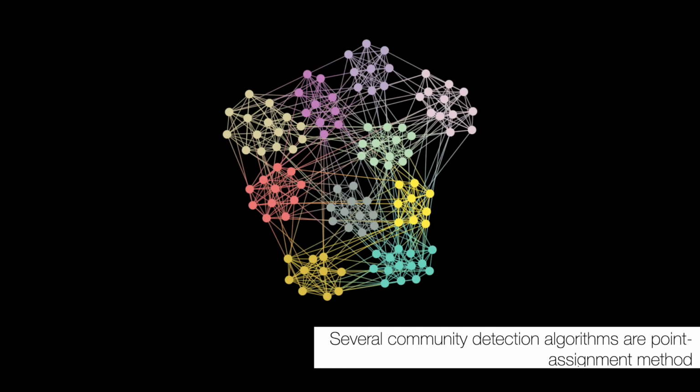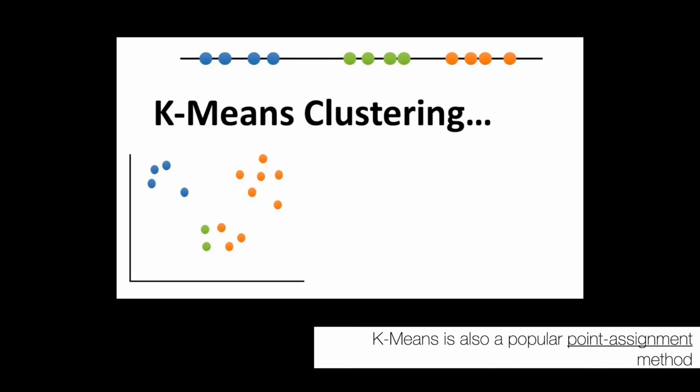Alternatively, there's the point assignment method. A number of different community detection algorithms work this way, where you start off with a number of different clusters, and you add points to the cluster that they're closest to, or can do this sort of point assignment. The most popular sort of point assignment method that we'll talk about is k-means. We'll talk about that next time.